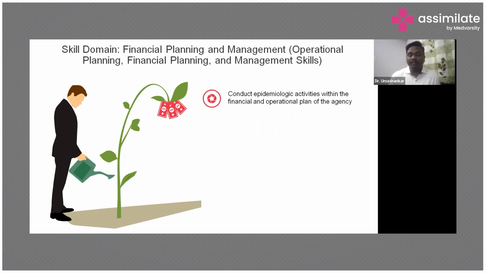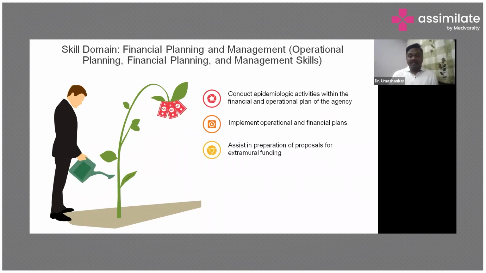He should develop a plan for the organization. How is he going to do this particular research, or maybe the activities which they are supposed to do in the community? Okay. So for that, we need to have good financial planning and management skills. We have to implement whatever has been planned within the budget which is available. So we need to have good financial planning skills.